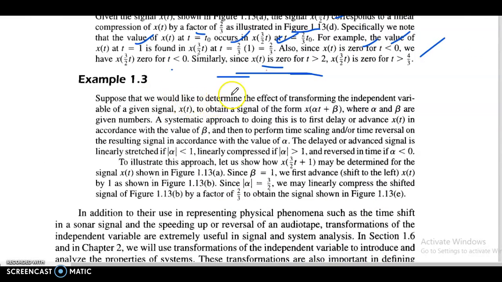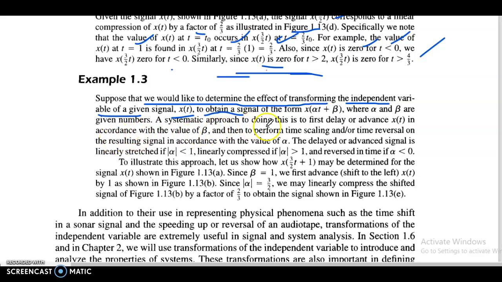we would like to determine the effect of transforming the independent variable of a given signal to obtain a signal of the form x of alpha t plus beta, where alpha and beta are given numbers.